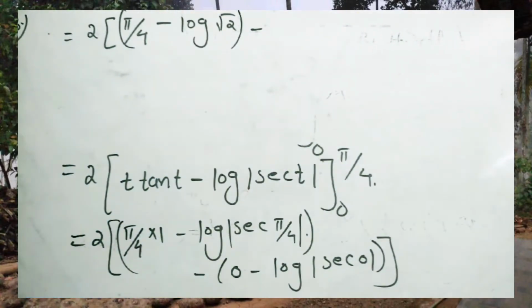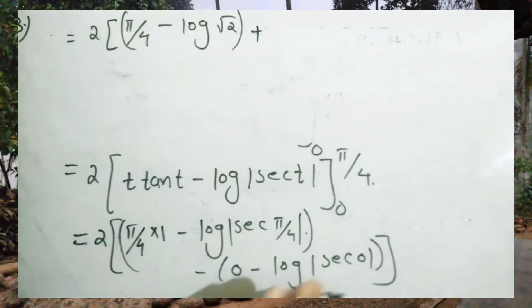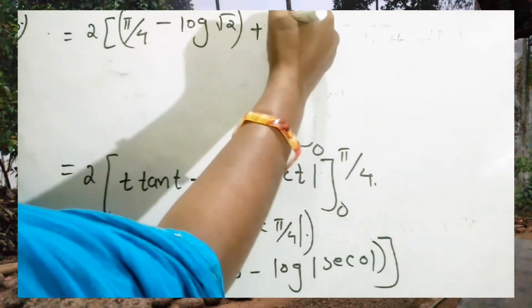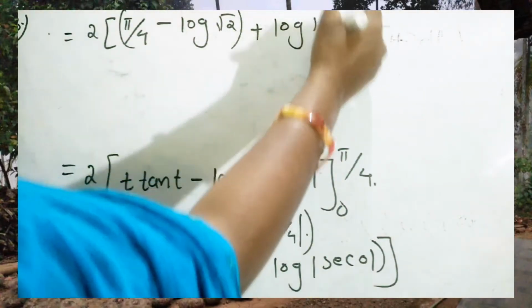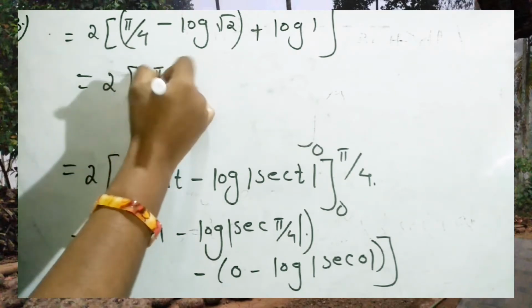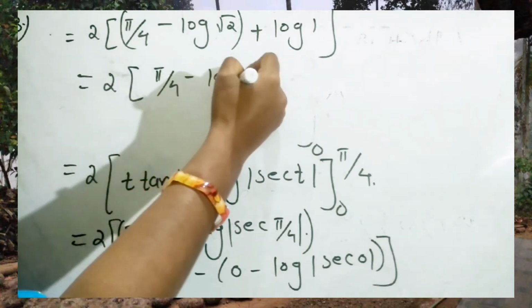Minus 0, minus minus become plus. So plus log sec 0. Sec 0, that is 1 by cos 0. Cos 0 we know, that is 1. So sec 0 is 1. So we will have log 1. This is equal to 2 into pi by 4 minus log root 2.